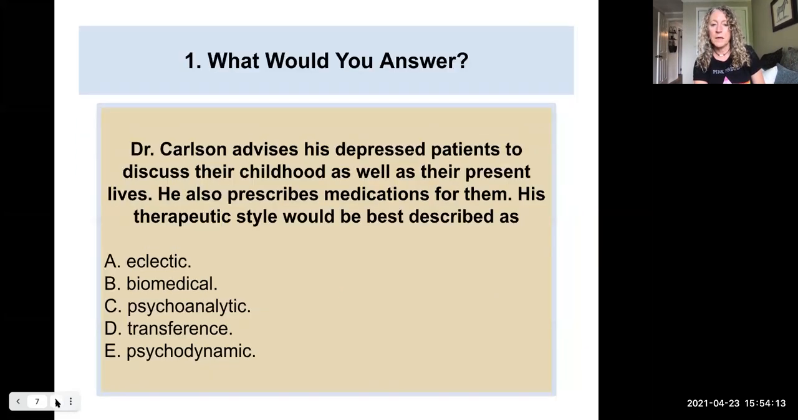Let's keep going. All right, so here's a question. Dr. Carlson advises his depressed patients to discuss their childhood as well as their present lives. He also prescribes medications for them. His therapeutic style would best be described as eclectic.